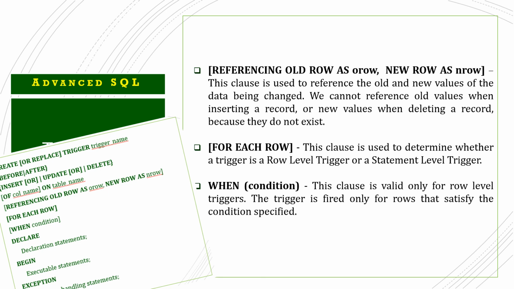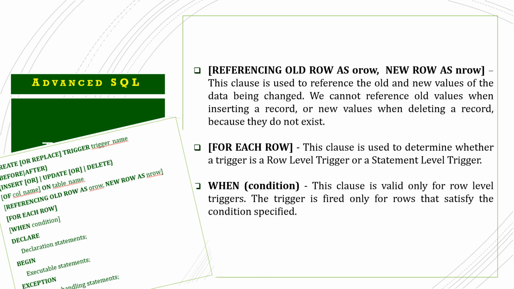Then the next clause is for each row. This clause is used to determine whether the trigger is a row level trigger or a statement level trigger. That is, we want to specify whether this triggering event is going to happen for each and every row updation, or only for the entire statement. So this for each row clause specifies whether the triggering is going to happen for each row or for the entire statement.